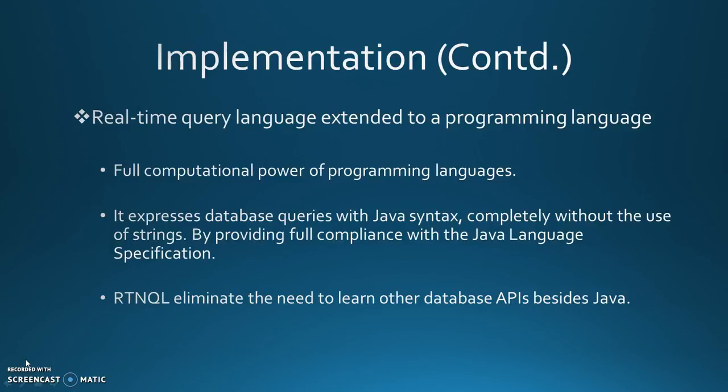So another query language is a real-time query language extended to our programming languages, and it has the full computational power of programming languages. It expresses database queries with Java syntax completely without the use of strings, by providing full compliance with the Java language specification. So the real-time native query language eliminates the need to learn other database APIs besides Java. So this is a very powerful language.